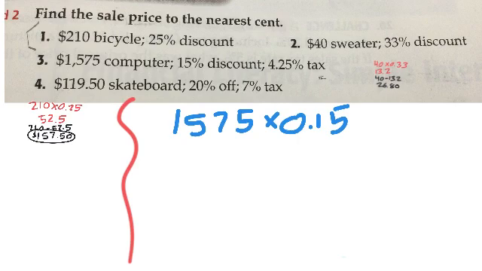So now what do we do? Oh, I forgot. What we should do next, 15.75 was the original price. We should subtract the discount, 23.63. When we subtract that, we should get a value of $1,551.38.